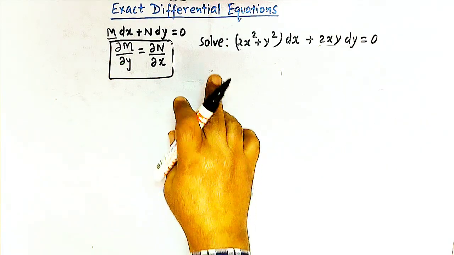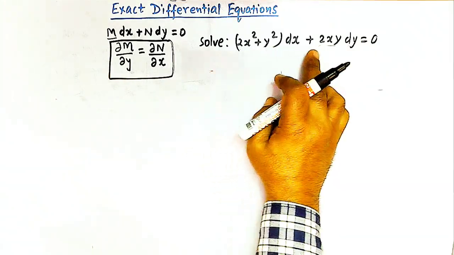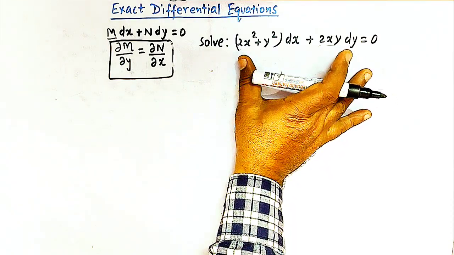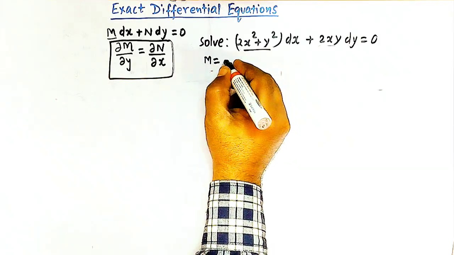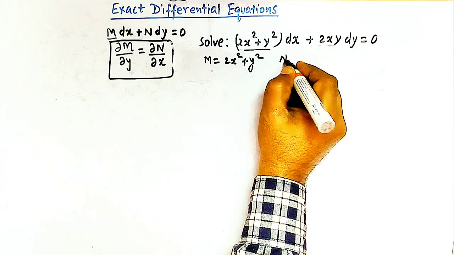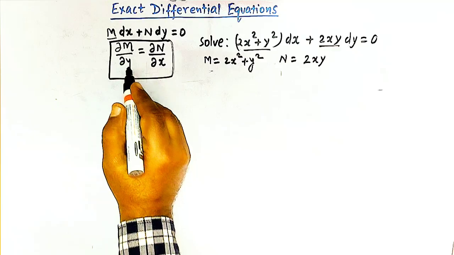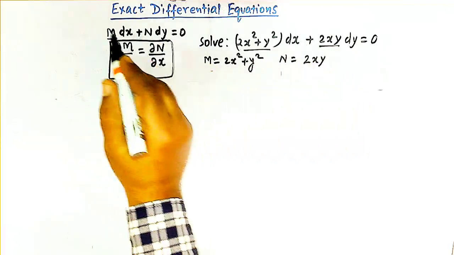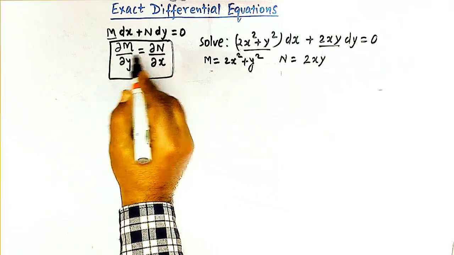So now consider this problem. Here we have to solve this equation: 2x square plus y square dx plus 2xy dy is equal to 0. So let us first compare this equation with this one. So the value of m is 2x square plus y square, and the value of n is 2xy.